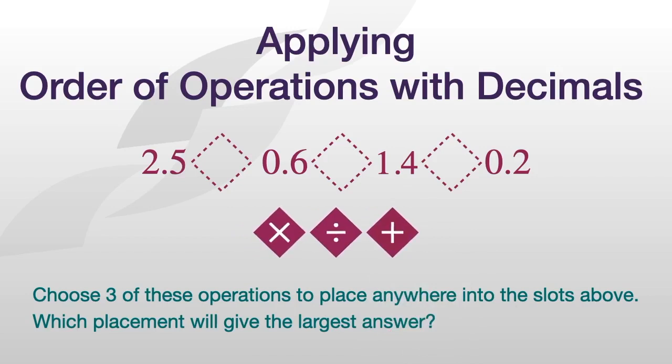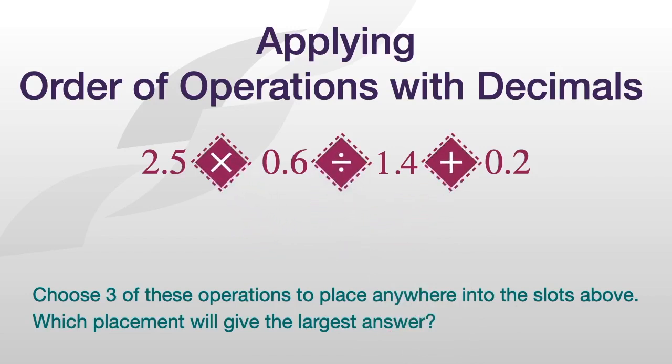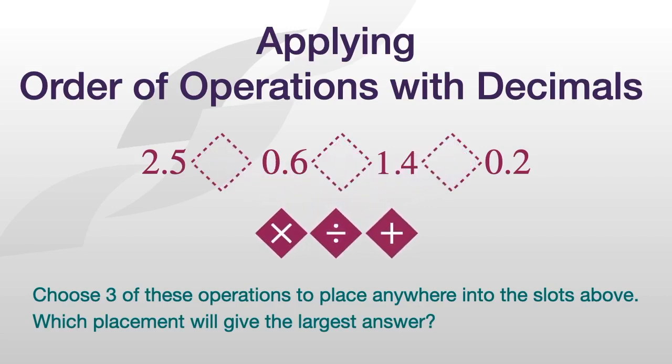We could just try placing them randomly and see what answer we get, and then try all of the combinations. No doubt we could find the correct answer this way, but it is a lot of work, and the purpose of a good problem is not as much about getting the right answer as it is about thinking mathematically and strategically. So let's try a more strategic approach.